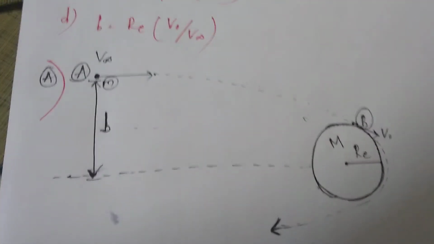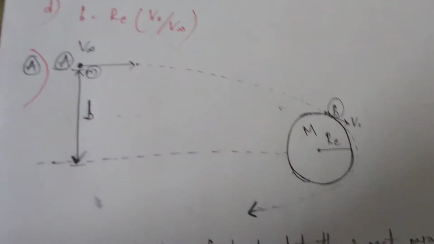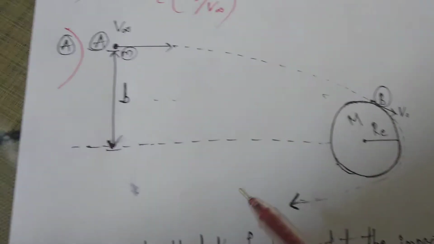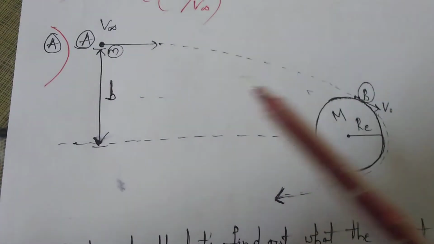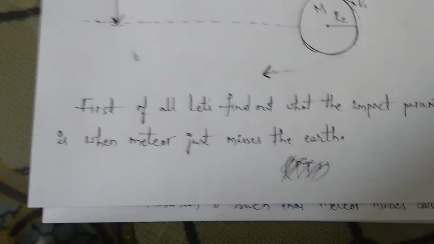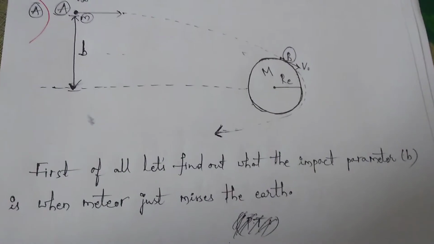First of all, let us consider the case where the meteor just misses the Earth, travels through this path and grazes the surface of the Earth. For that, how are we going to find out the impact parameter when the meteor just misses the Earth? That is our first task.